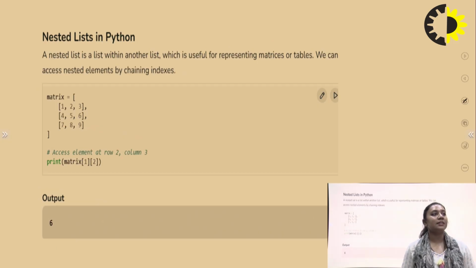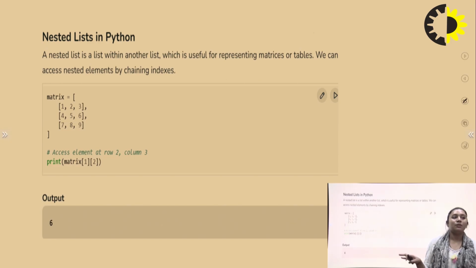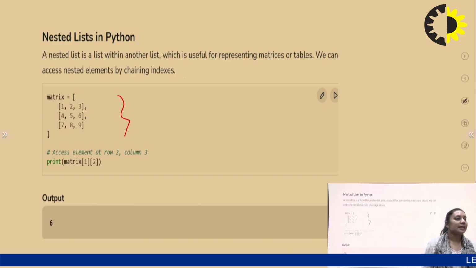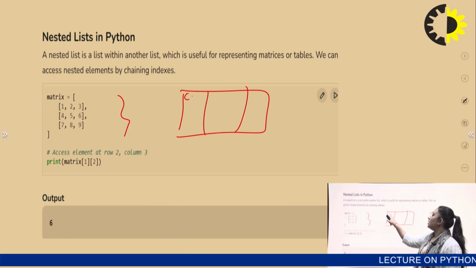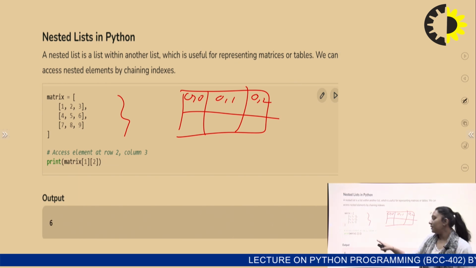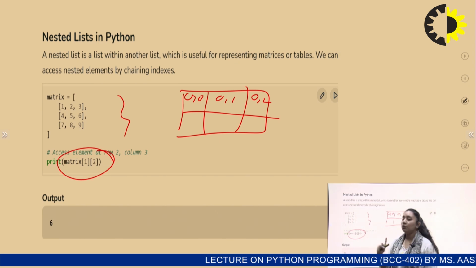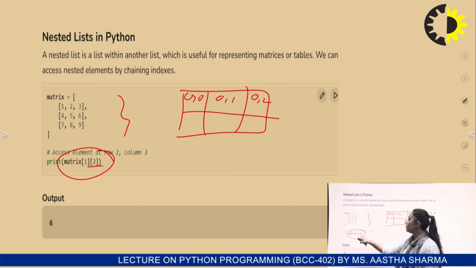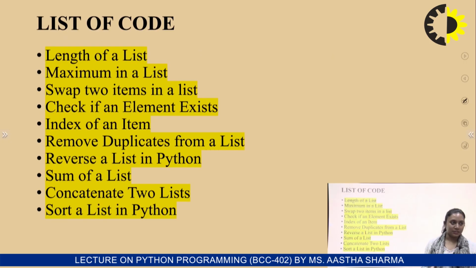Nested list in Python. A nested list is another type of list which can be used for representing tables. Suppose here is the matrix, and how can I access this? This matrix can be taken like this, right? 0 0, 0 1, 0 2. So we can access the value like this. To print the value I want from the matrix, I use the row and column value indices, right?